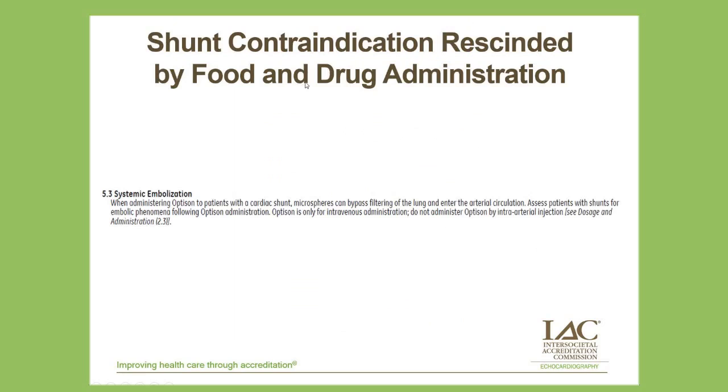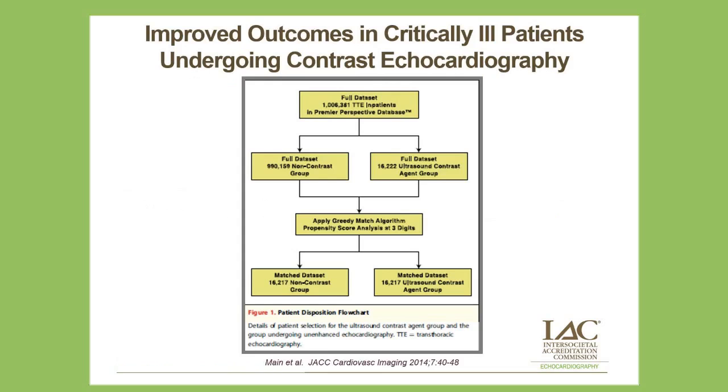to rescind the shunt contraindication for Optison, Definity, and Lumason, and this is just a portion of the updated product labeling for Optison. The shunt diagnosis has now been moved from contraindication to the warnings section, and FDA advises us that when we're administering an ultrasound contrast agent to a patient with a cardiac shunt, there is the potential for microspheres to bypass filtering in the lung and enter the arterial circulation, and they ask us to assess patients with shunts for embolic phenomenon following contrast administration. That's the official labeling now for all three agents.